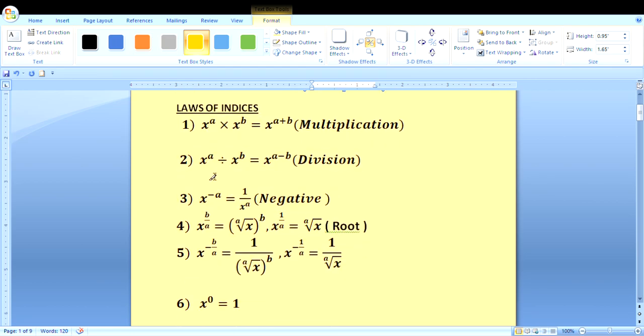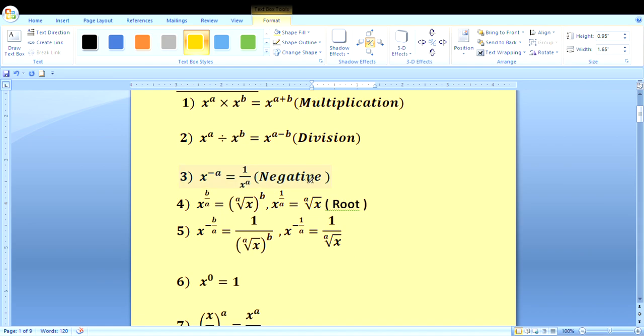Number 3, if we have a negative index, x raised to the power of minus a can also be written as 1 divided by x raised to the power a. This is how a negative index is written. So once you have a negative index, it is just 1 divided by the base raised to the power of the exponent, so you remove the negative sign.